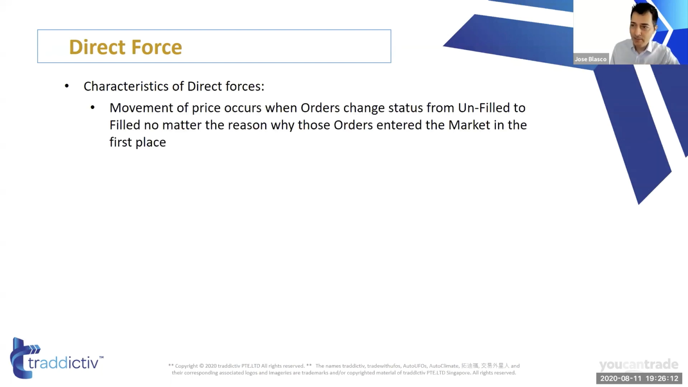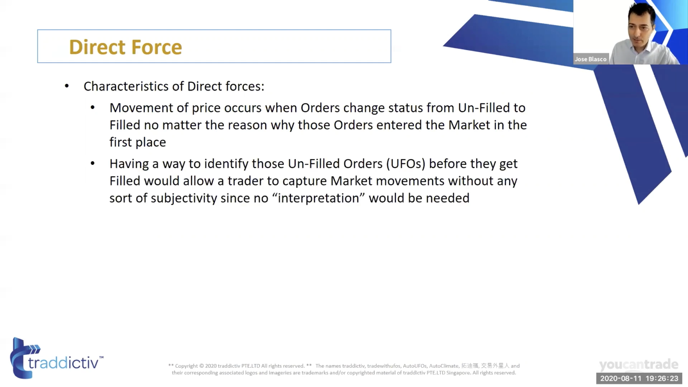really happened. Okay. So movement of price occurs when orders change status from on-field to filled, no matter the reason why those orders enter the market in the first place. Having a way to identify those on-field orders before they get filled would allow a trader to capture market movements without any sort of subjectivity, since no interpretation would be needed.